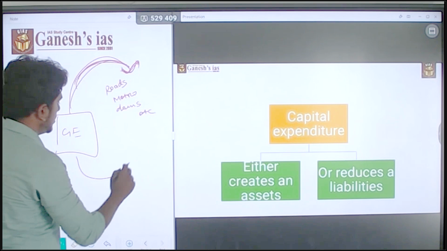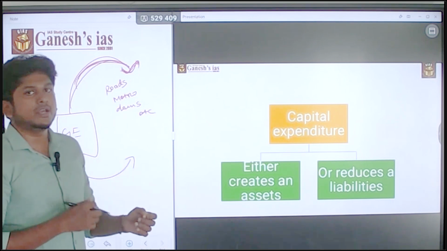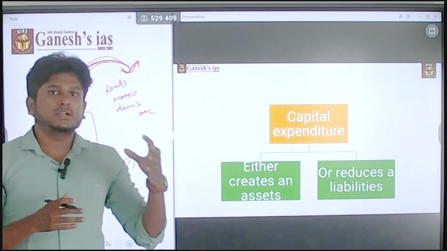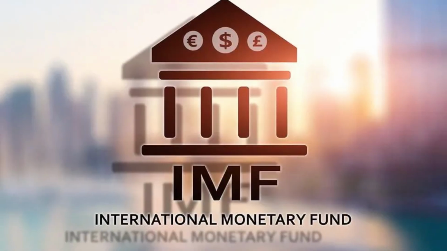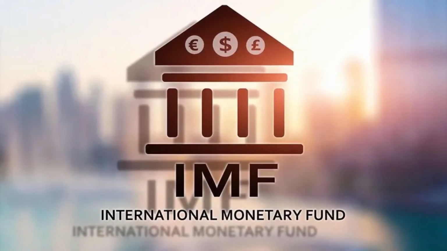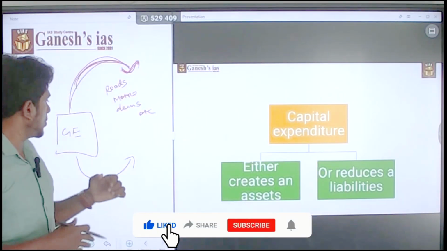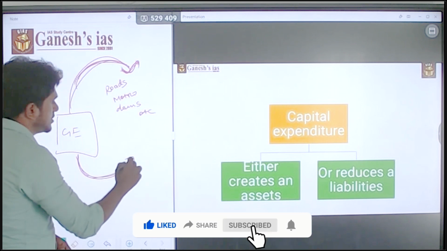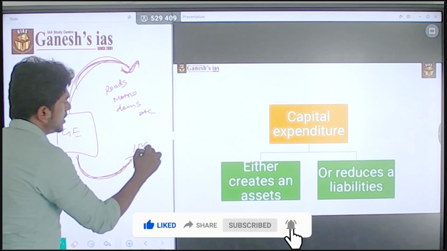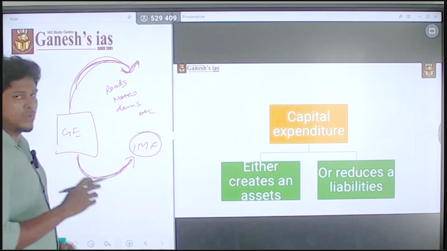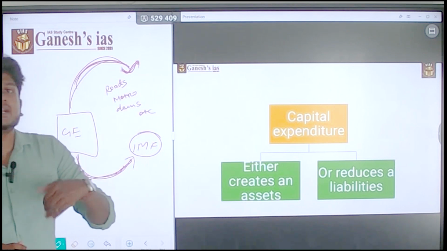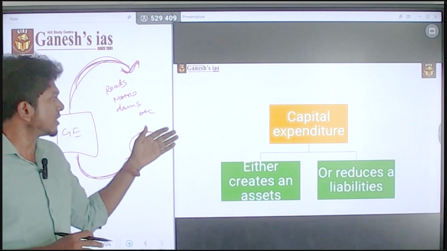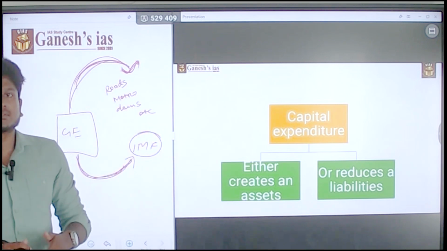Otherwise, it will reduce the liabilities. Consider that the government has incurred a debt with the IMF. The present government has a thought of repaying it, so they take money from the government exchequer and pay it to the IMF. So the government is actually spending its money to reduce its liabilities. That also comes under capital expenditure.